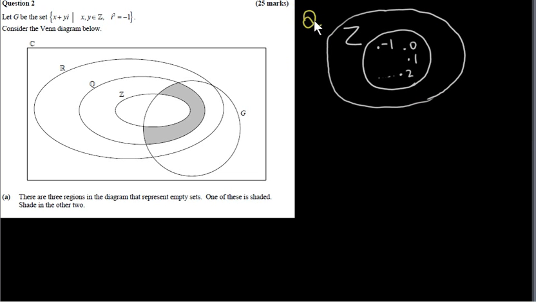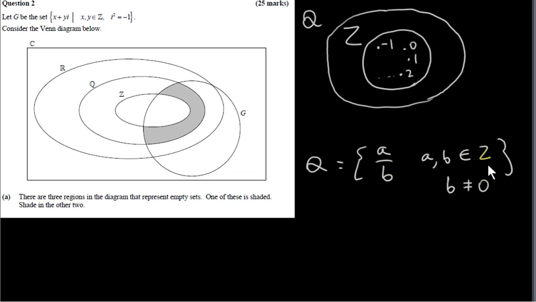Q stands for the set of rational numbers. Rational numbers are ratios of whole numbers. So we could write Q like this. We could write it as the set consisting of numbers of the form A over B, where A and B are integers, that means elements of Z. By the way, B cannot be 0 here, because we cannot divide by 0. So Z is a subset of Q.